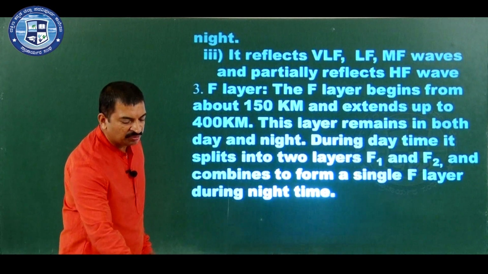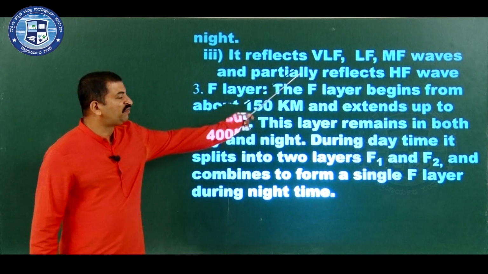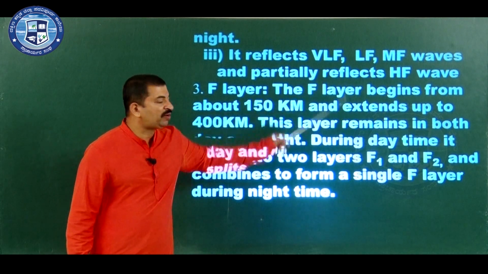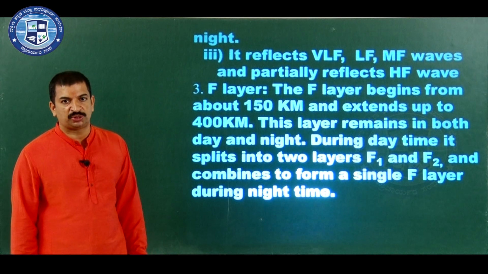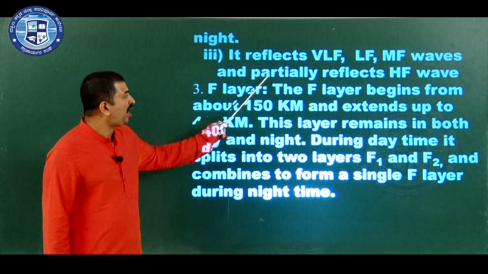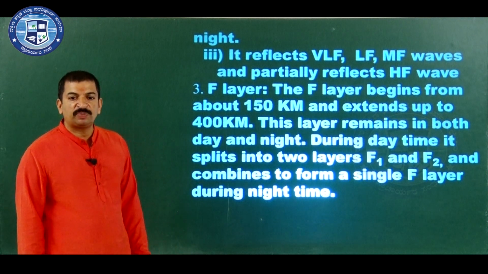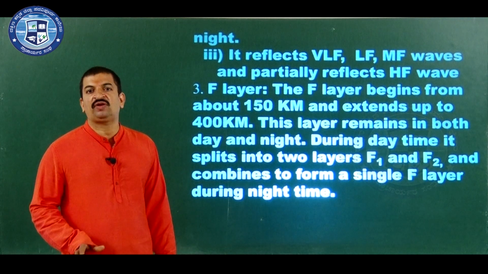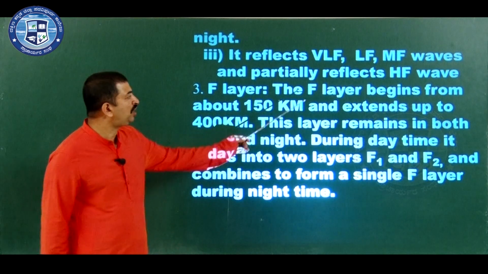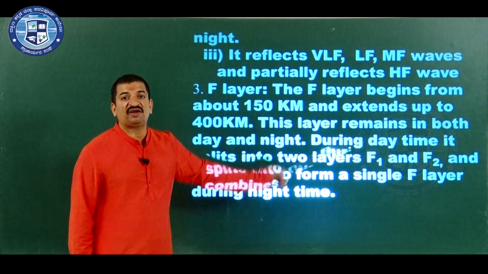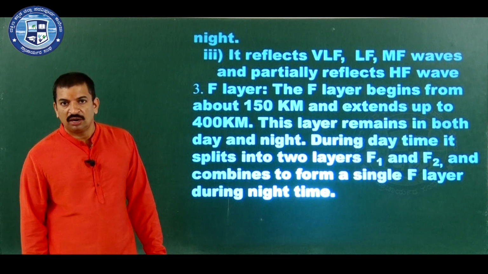The E layer is one of the reflecting media for the very low frequency, low frequency and medium frequency waves, and it partially reflects the HF waves. It is a transparent medium for most of the high frequency radio waves, but some of the high frequency radio waves get reflected from the E layer back to earth.